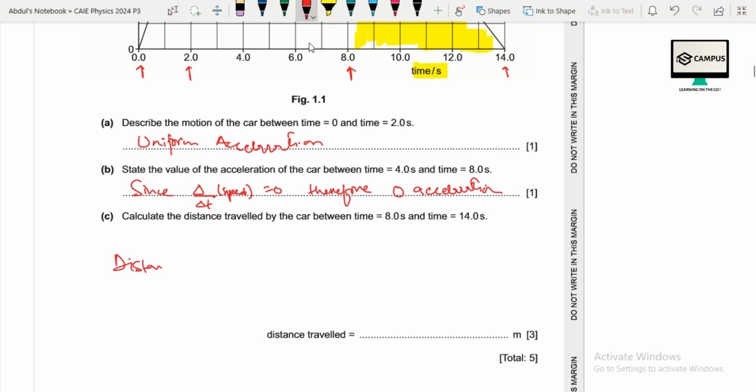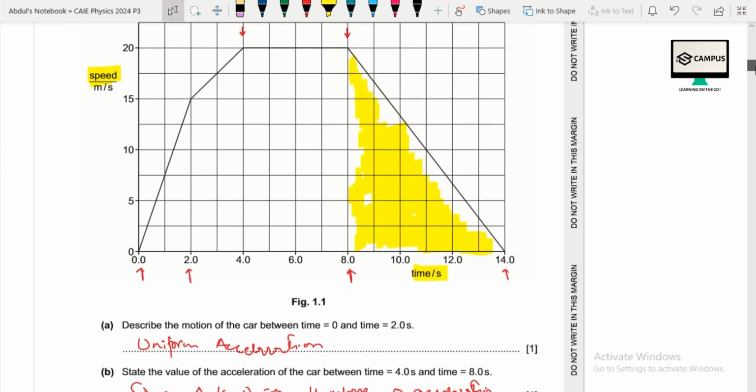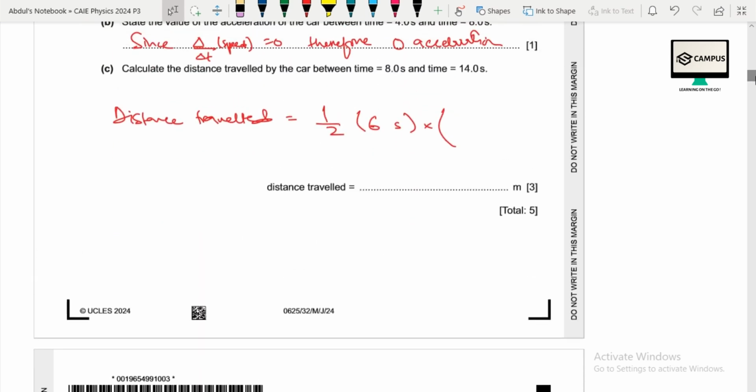So from this information, we can find the distance traveled is equal to the area under the curve, which happens to be a right angle triangle, and we can find that through the formula of half. The base happens to be 14 minus 8 is 6 seconds multiplied by the height. How much is the height? It is 20 meter per second.